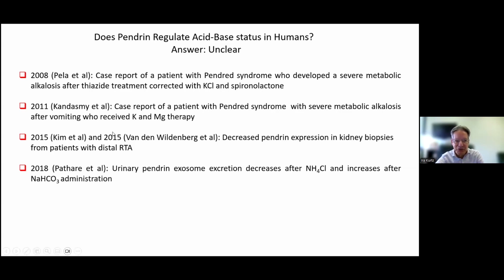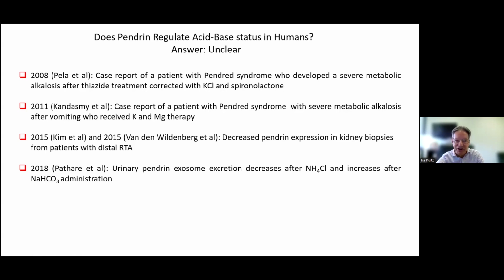And then in 2015, pendrin expression was studied in patients with distal RTA and was found to be decreased. So it was a cute study, not hard to come up with other hypotheses, but one thought is, well, maybe decreased pendrin expression was a result of the distal RTA, and that's what you would want. You'd want to decrease bicarbonate secretion.